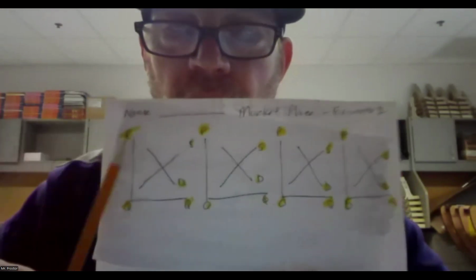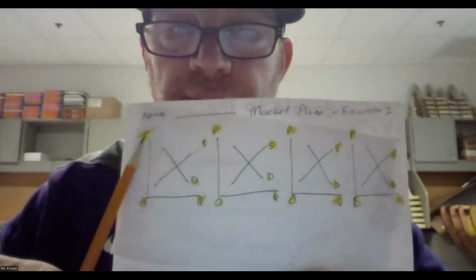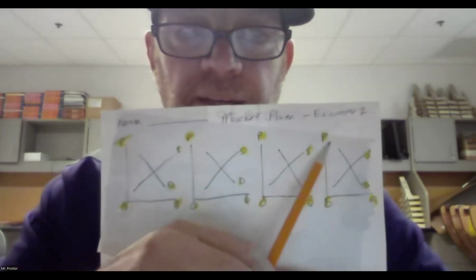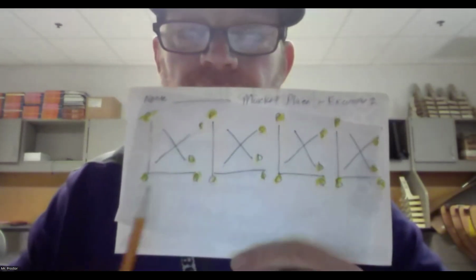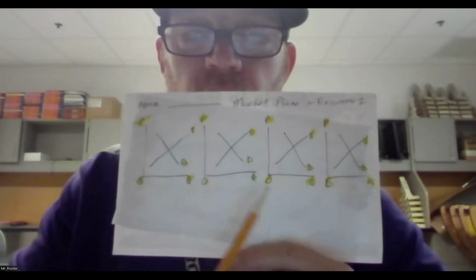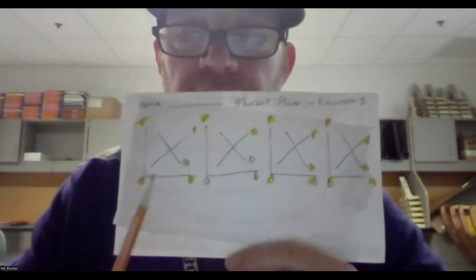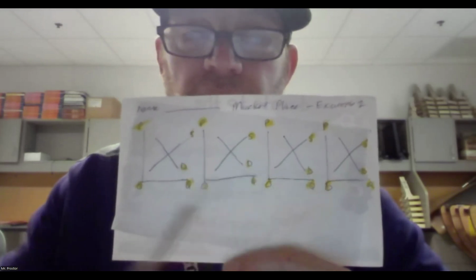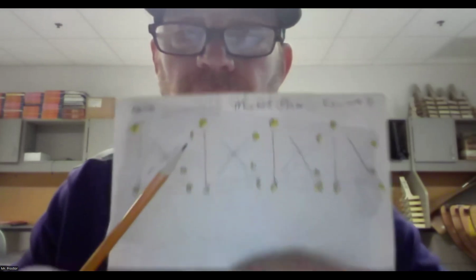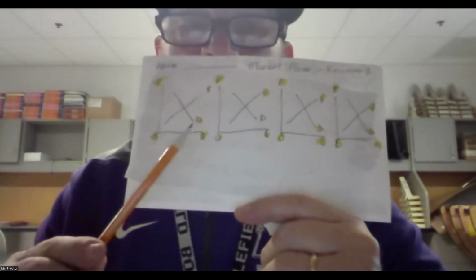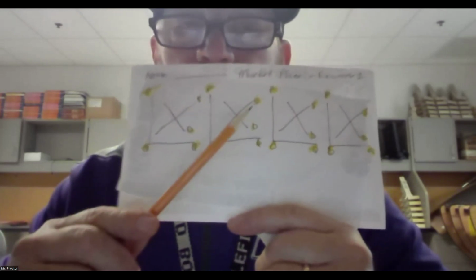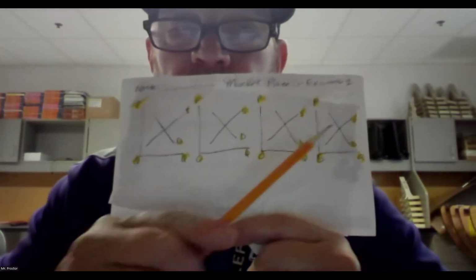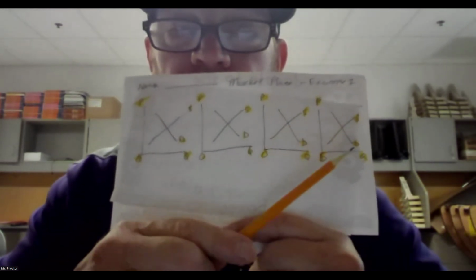You can see how I did a P here for price. This is the price line. And then it's Q for quantity. And this corner is going to be 0, 0, 0. And then you're going to have a supply and a demand line. S for supply, D for demand, in each of the four graphs.